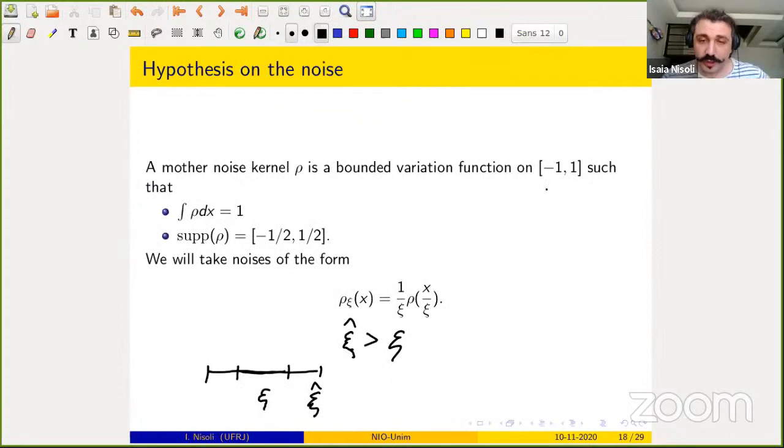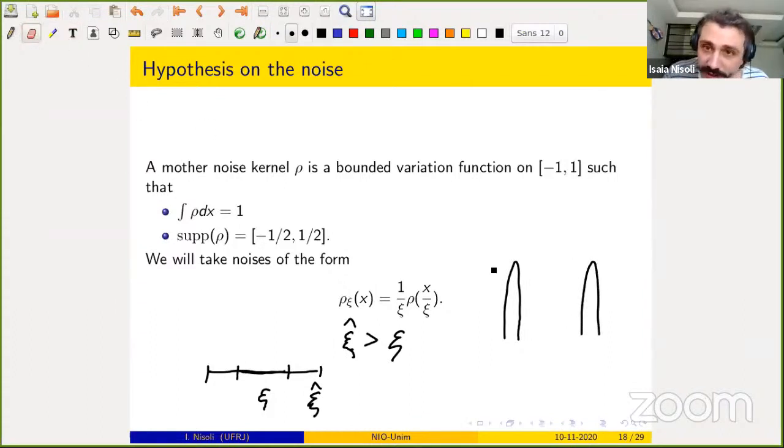So what I'm asking essentially is that the noise is of bounded variation, okay, this regularity assumption. And I want the support of the noise with bigger size to contain the support of the noise of a smaller size. So essentially, I don't want something like this. I don't want a function of bounded variation that is something like this, okay?